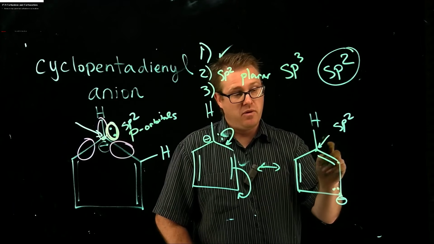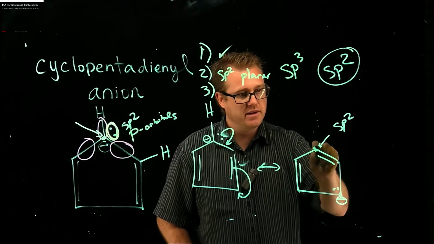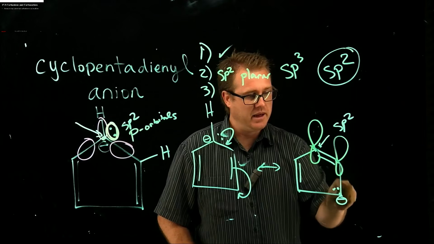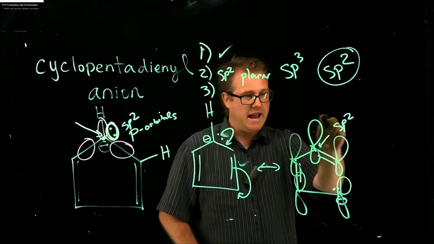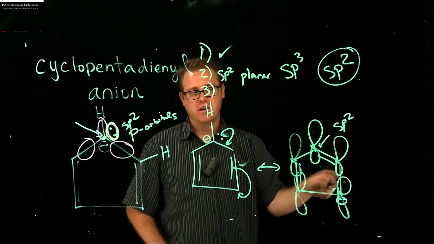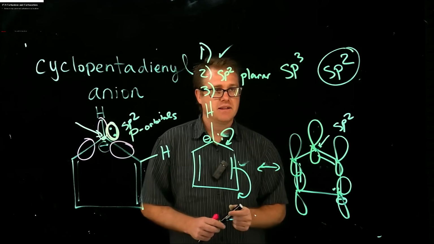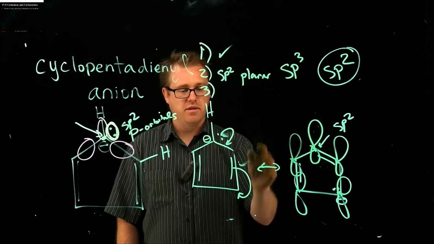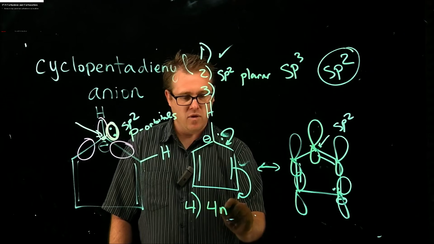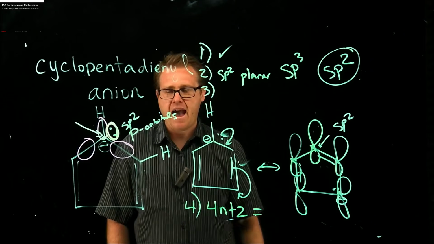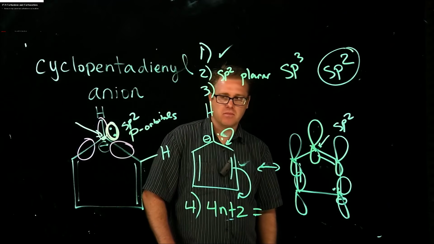If we want to draw it, we could get rid of this hydrogen to make it look easier. We could say, hey, p, p, to see how there's p orbitals all conjugated. Okay. And then does it follow the fourth rule? Put it down here. 4n plus 2. How many pi electrons are in this molecule?